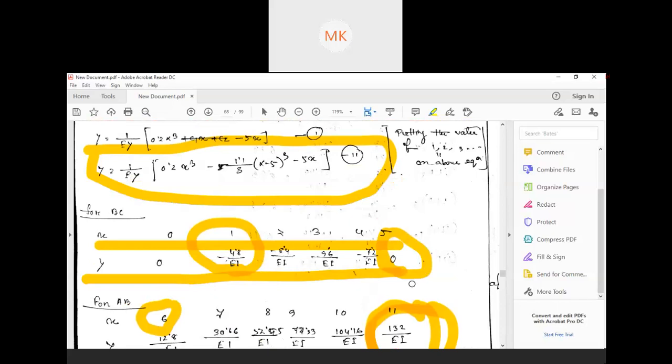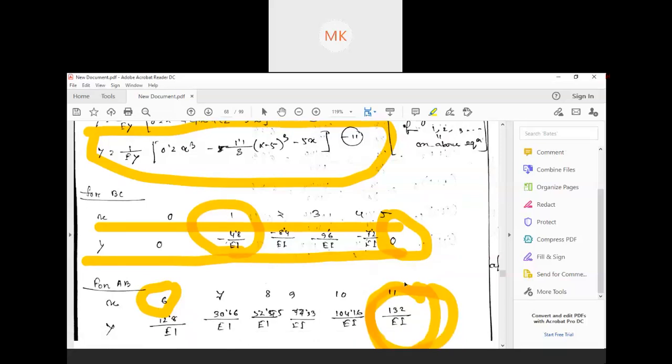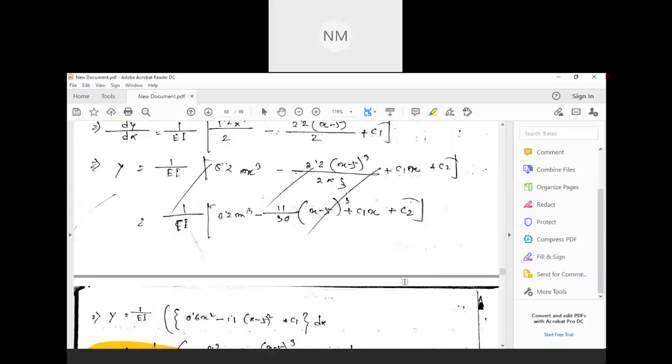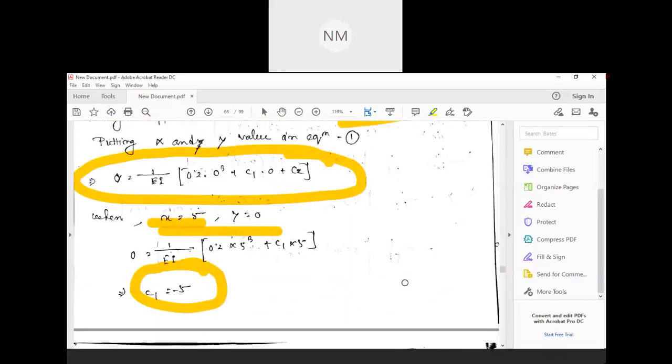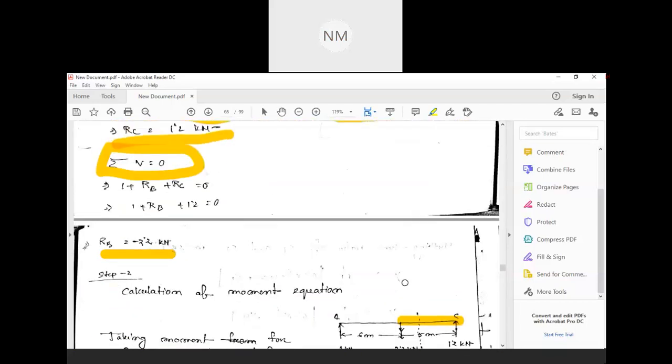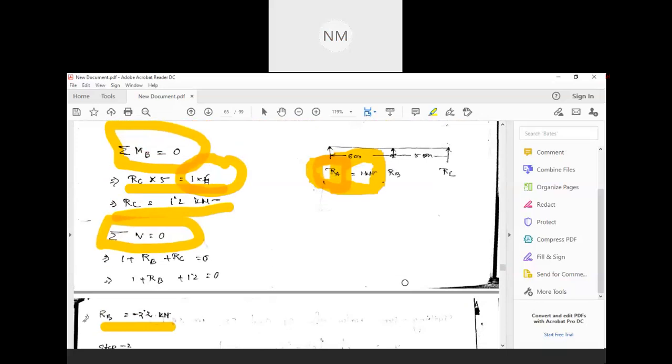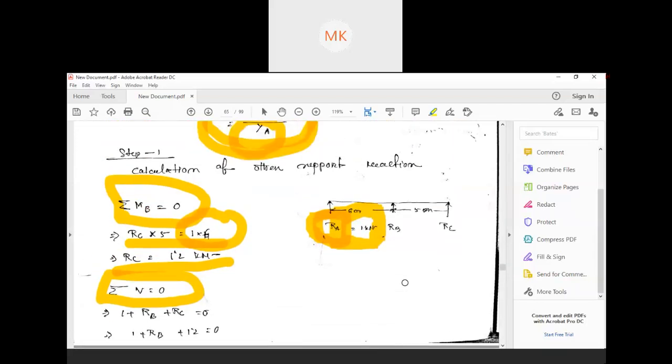Hello, sir. Yes. So I have a lot of doubts, sir. Okay, Michael. Sir, please can you go back to when we are finding the reaction? Why do we use the equilibrium method? I thought if this is a determinate structure, why are we using an indeterminate method to calculate? No, no. This is an indeterminate beam. This is a continuous beam. These three supports are there.